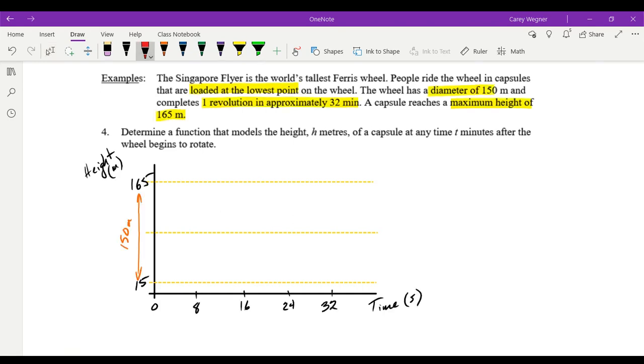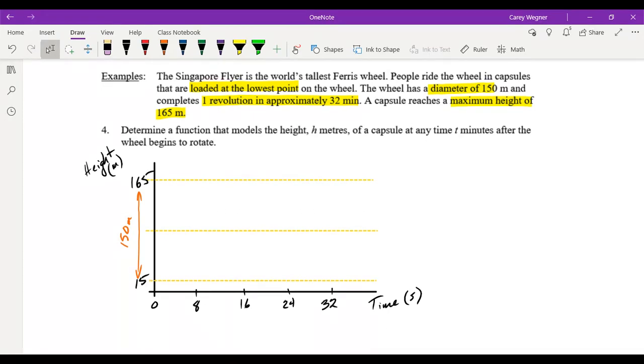So here's what I've got. I had a maximum height of 165 meters and a diameter of 150 meters. So that enabled me to figure out the minimum height as well. And if I know that the diameter is 150 meters, I know that my radius will be my A value. That's going to be half that. So that'll be 75 meters for my A value and my radius. For my D value, this time let's go from the minimum, which is 15, and I'm going to add the amplitude of 75, and that'll give me 90 for my D value. As an alternative, or just as a check, I could have said from 165, I can subtract that radius of 75, and again, I would get 90 as my D value.